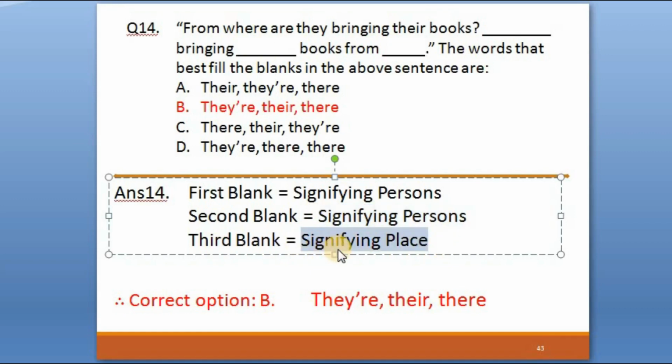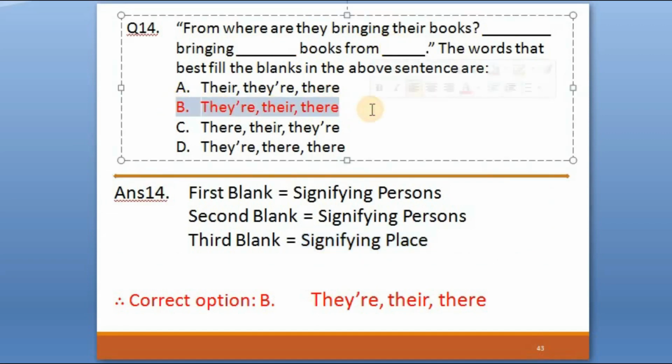So out of these three, the first two are representing persons and the third one is a place. So out of these four options, option B, that is they are bringing their books from there. So B is the correct option. Now let's move to the 15th question.